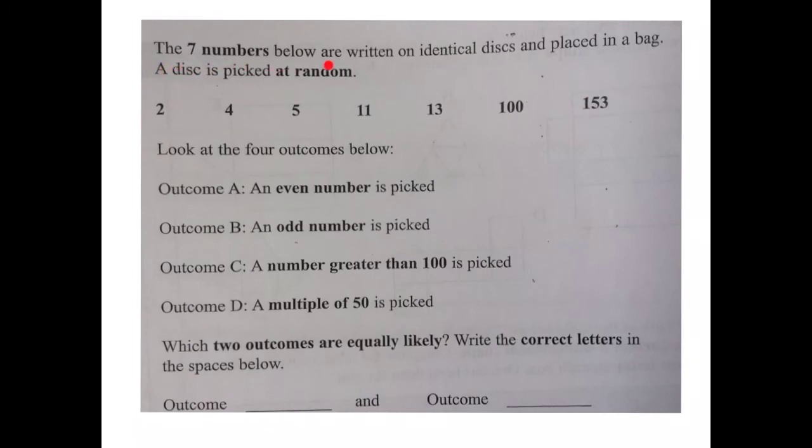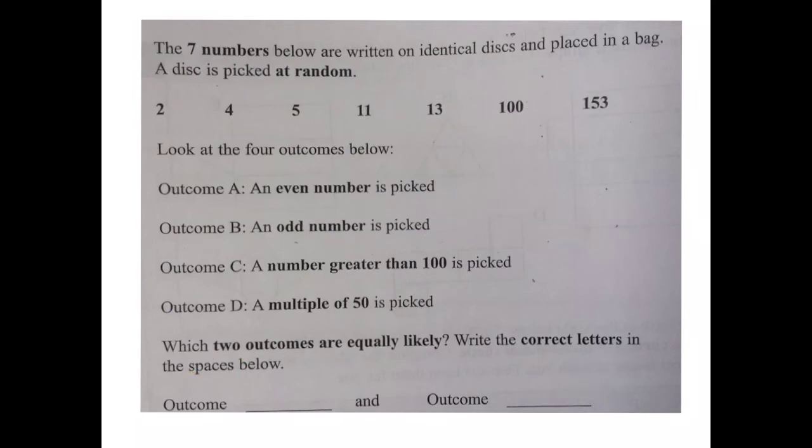The 7 numbers below are written on identical discs and placed in a bag. A disc is picked at random. So we have our 7 numbers here listed. Look at the 4 outcomes below. Outcome A, an even number is picked. Outcome B, an odd number is picked. Outcome C, a number greater than 100 is picked. Outcome D, a multiple of 50 is picked. Which 2 outcomes are equally likely? Write the correct letters in the spaces below.